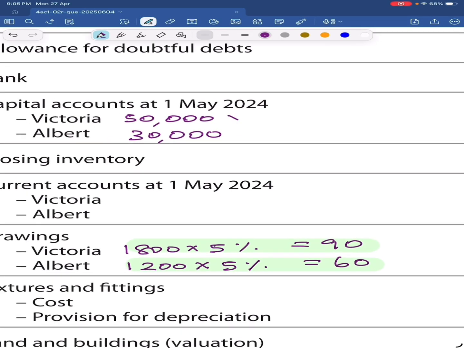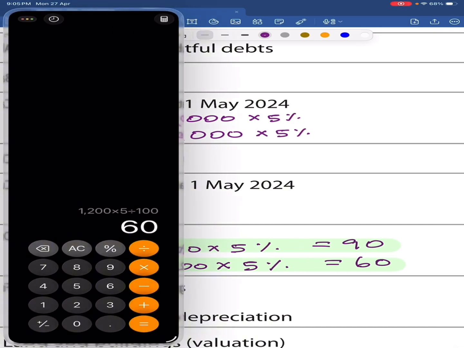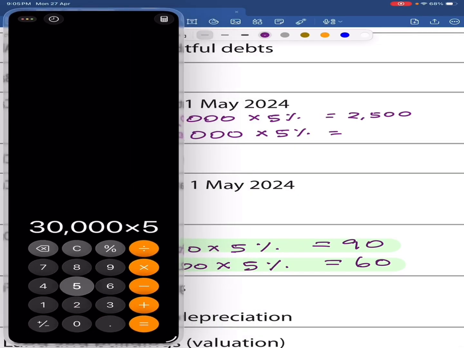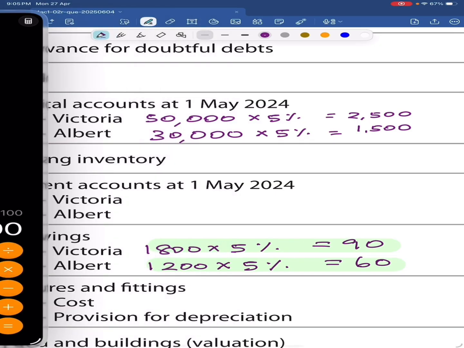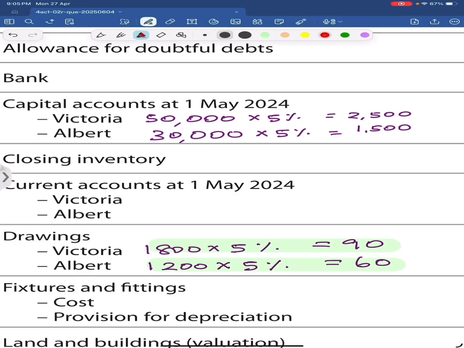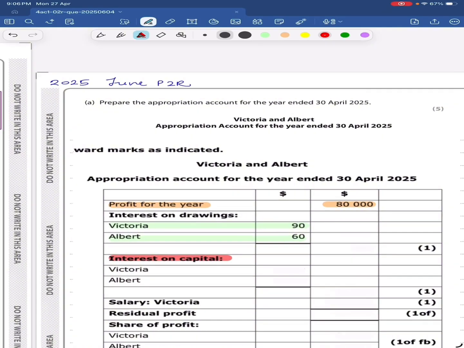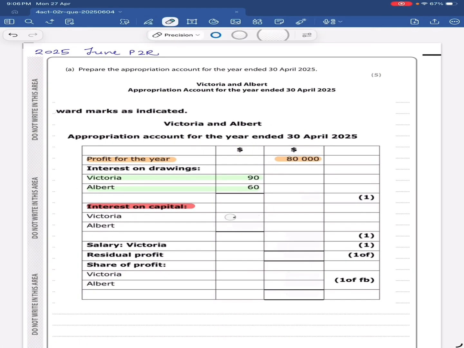Now let's calculate 5% of each. $50,000 into 5% should give 2,500. And then 30,000 into 5% should give 1,500. Now let's plug in these figures to the format. 2,500 and 1,500 interest on capital. It's 2,500 and 1,500.